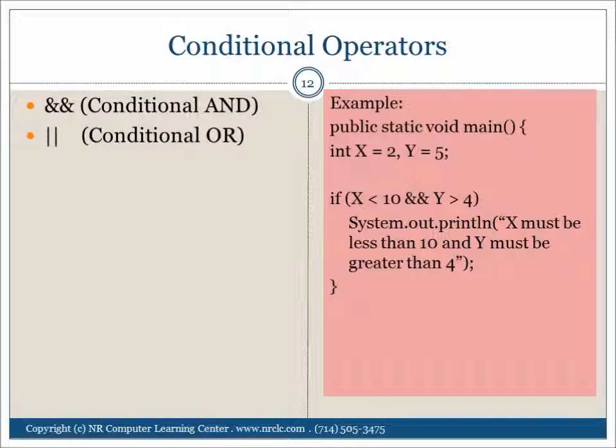Let's look at an example here. You're assigning x to be 2 and y to be 5. The computer evaluates the expression and looks at if x is less than 10, which is true, and y is greater than 4, and that's true too. So we'll print this message because both expressions are evaluated as true.